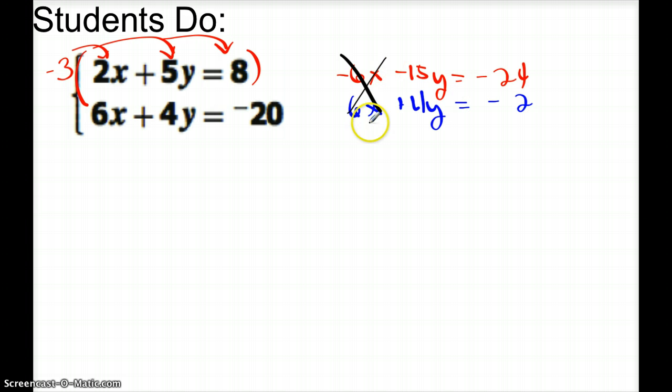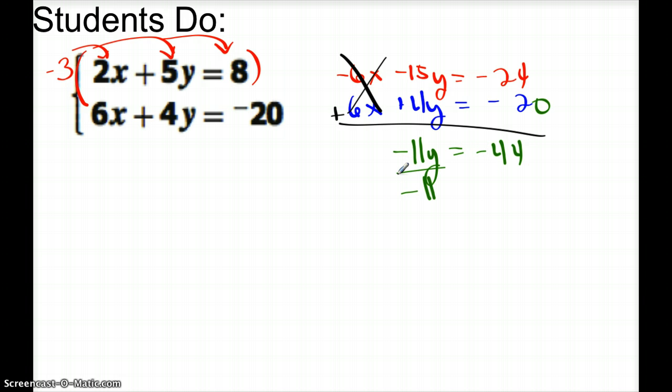Elimination, here we go. Those cross out, one positive, one negative, they go away. 15 minus 4 is 11y, a negative is bigger, equals 24 minus 20. So this should be -44, and divide by -11. Y equals 4. Now that's half of my answer.